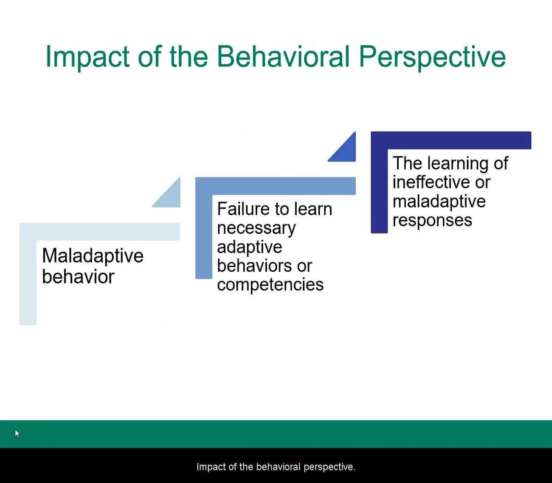Impact of the behavioral perspective. Maladaptive behavior is a failure to learn necessary adaptive behaviors, or the learning of ineffective or maladaptive responses. Again, this can happen. Observational learning can be a very bad thing, right? Because it's the learning of ineffective or maladaptive responses.